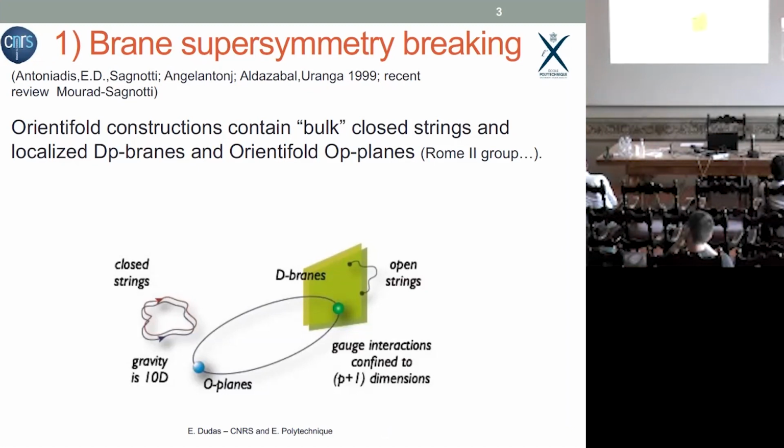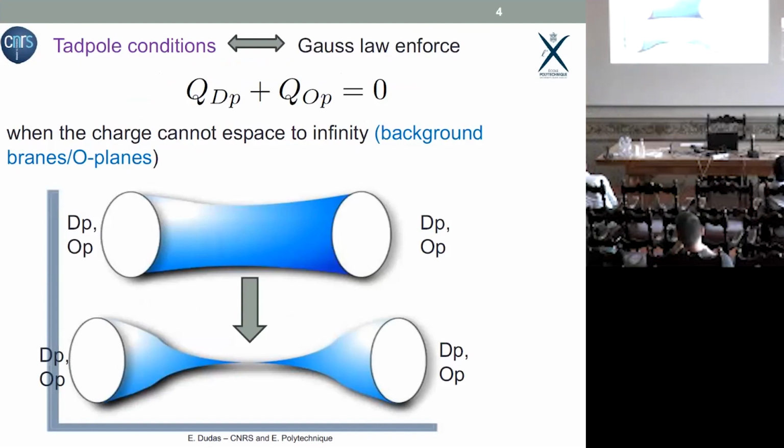So there's the standard picture with closed strings, open strings, D-branes and orientifold planes. And the most important part for today, for these new kinds of constructions, is the so-called tadpole condition, which is just charge conservation in the internal space, or Gauss law if you want, which tells us that the flux cannot go to infinity, with the exception of, for example, 10 dimensions, where the picture does not work. The sum of the charges of D-branes and orientifolds should be 0.